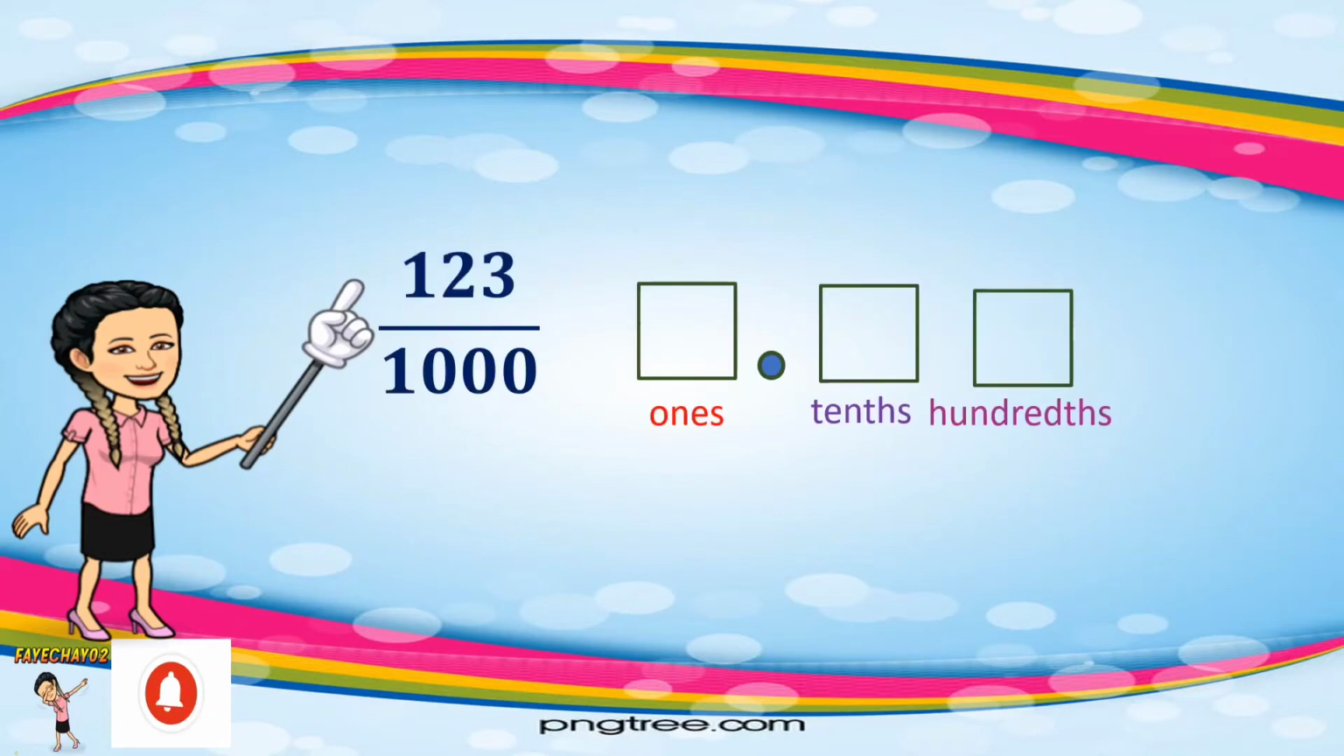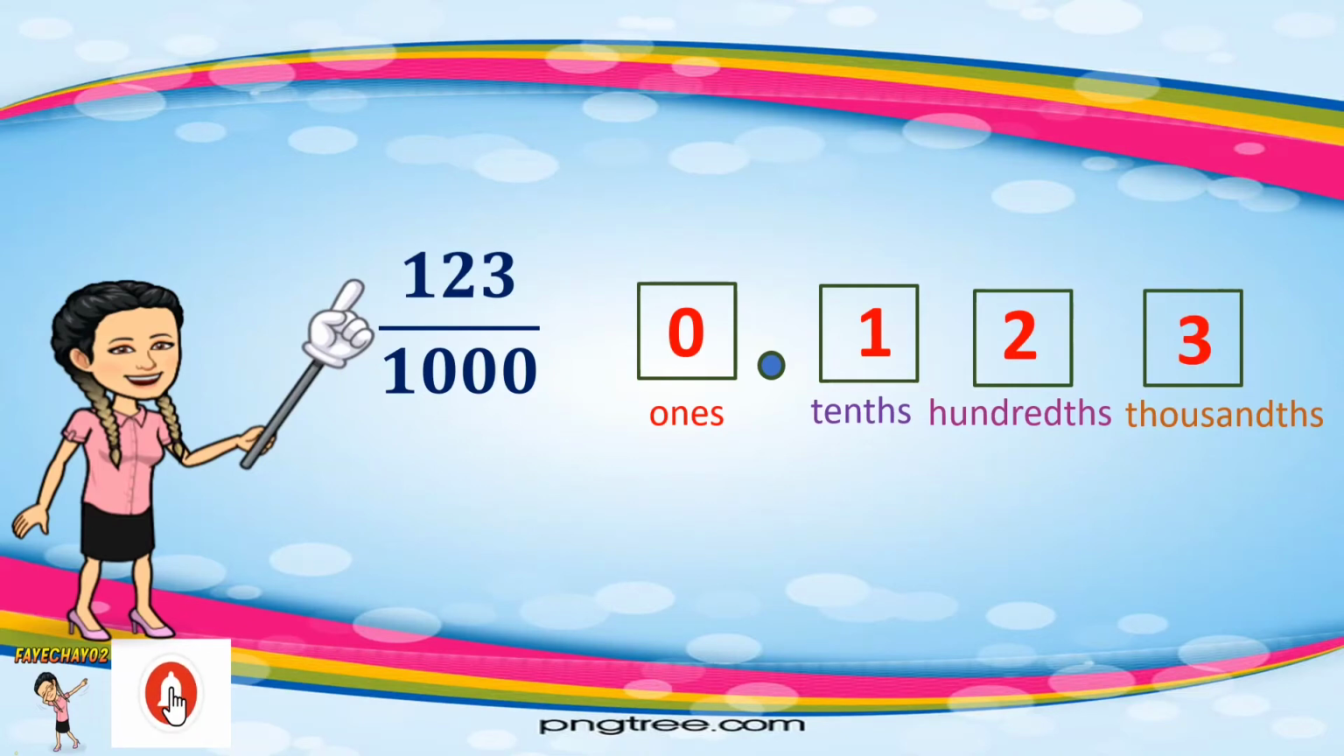Another one, we have 123/1000. So again, we will add another number place. We don't have any whole number. 1 in the tenths place, 2 in the hundredths place, and 3 in the thousandths place. So 123/1000 can be written as 0.123.